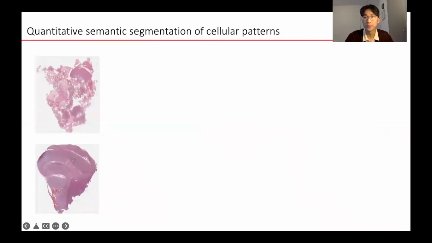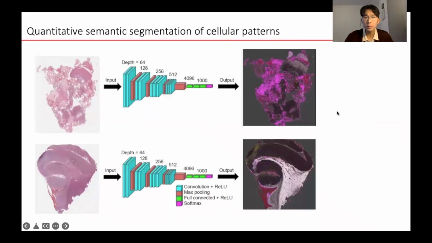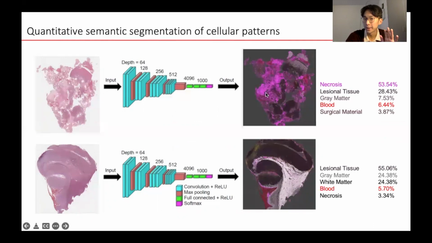And what is great about this classifier is that here you have two different whole slide images of different H&E stained tissues. And it can also come up with a heat map to tell you what the different regions of the tissue are. So in this case, you have necrosis in this pinkish, purplish color, and that represents around 54% of the area of this tissue. And of course, there's lesional tissue as well, 28% represented by black here. Similarly, in the bottom image, you can also see the breakdown of different classes from lesional tissue, etc., and a bit of blood here and there.